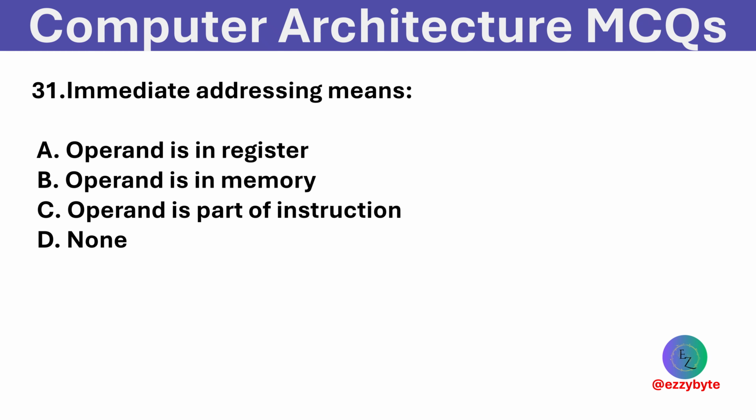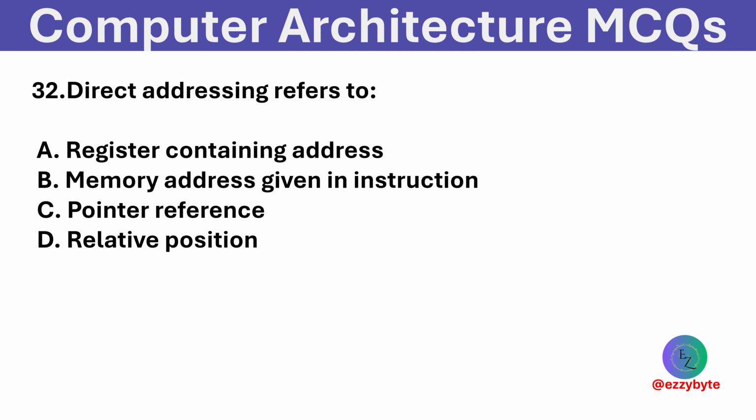Immediate addressing means. Options are operand is in register, operand is in memory, operand is part of instruction, and none. Option C is correct. Immediate values are hard coded directly in the instruction.